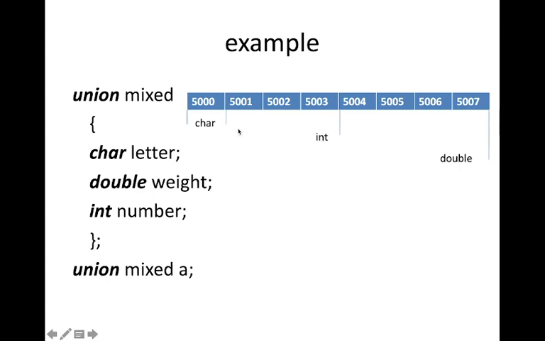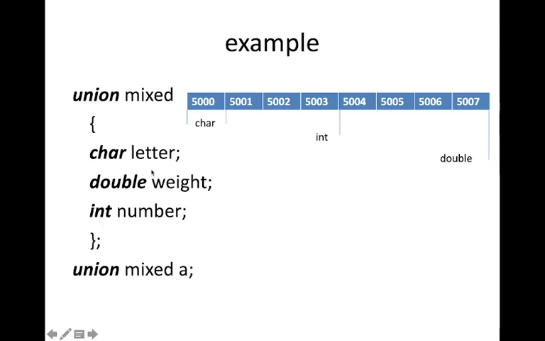If it is double, then all the 8 bytes will be used. At a time only one element will be in the memory. If the character variable a.letter is accessed, then only a.letter will be in that memory location. If you are accessing the integer variable a.int, then only those 4 bytes will be in the memory. No other elements will be there in the memory.